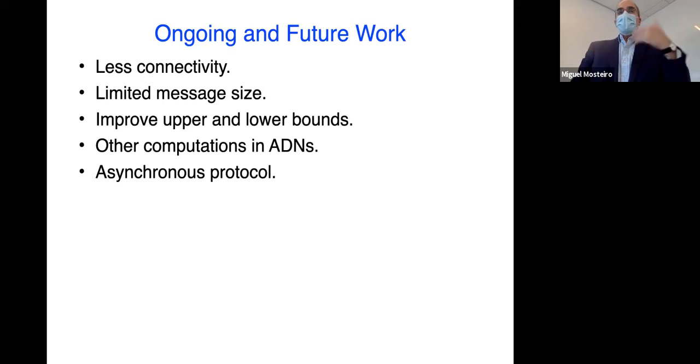Other computations beyond algebraic, and asynchronous protocols, meaning in our protocol, every node has to start up and start running at the same time and follow the same rounds of communication. That is rigid for a model like anonymous dynamic networks, where you have weak assumptions. We didn't start yet with asynchronous protocols, but we also plan to work on that.